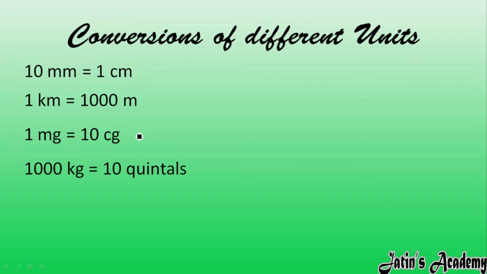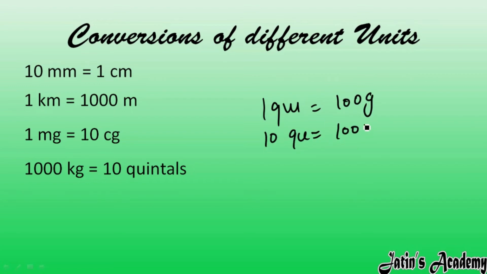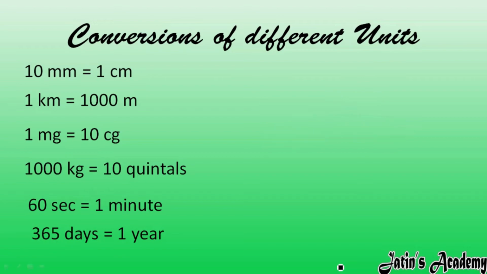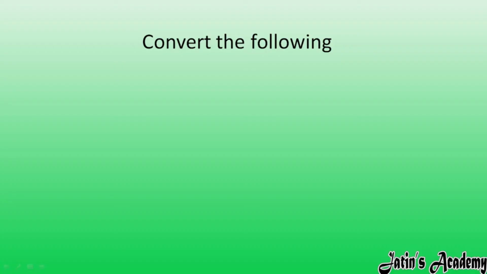Next we have 1000 kilogram. 1000 kilogram is nothing but 10 quintals. You might have heard that in one quintal there is 100 kg. If I talk about 10 quintal, in 10 quintal there is 1000 kg. This you have to remember. Like 1 minute is 60 seconds, 1 year means 365 days. So these relations you have to learn.